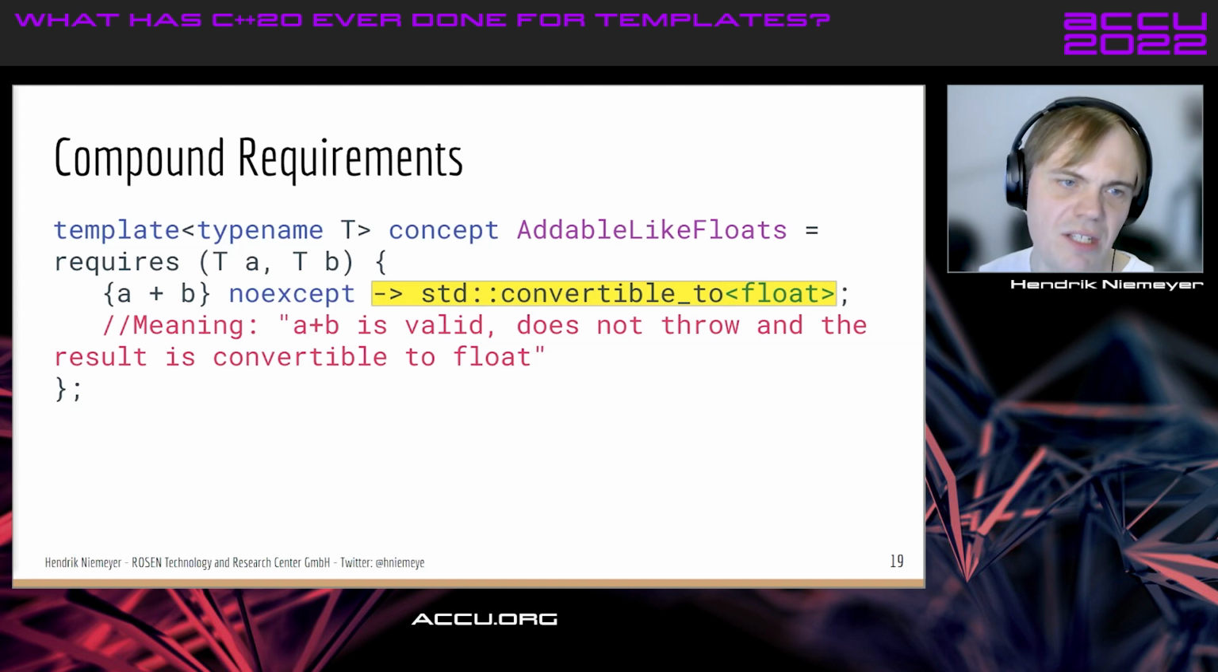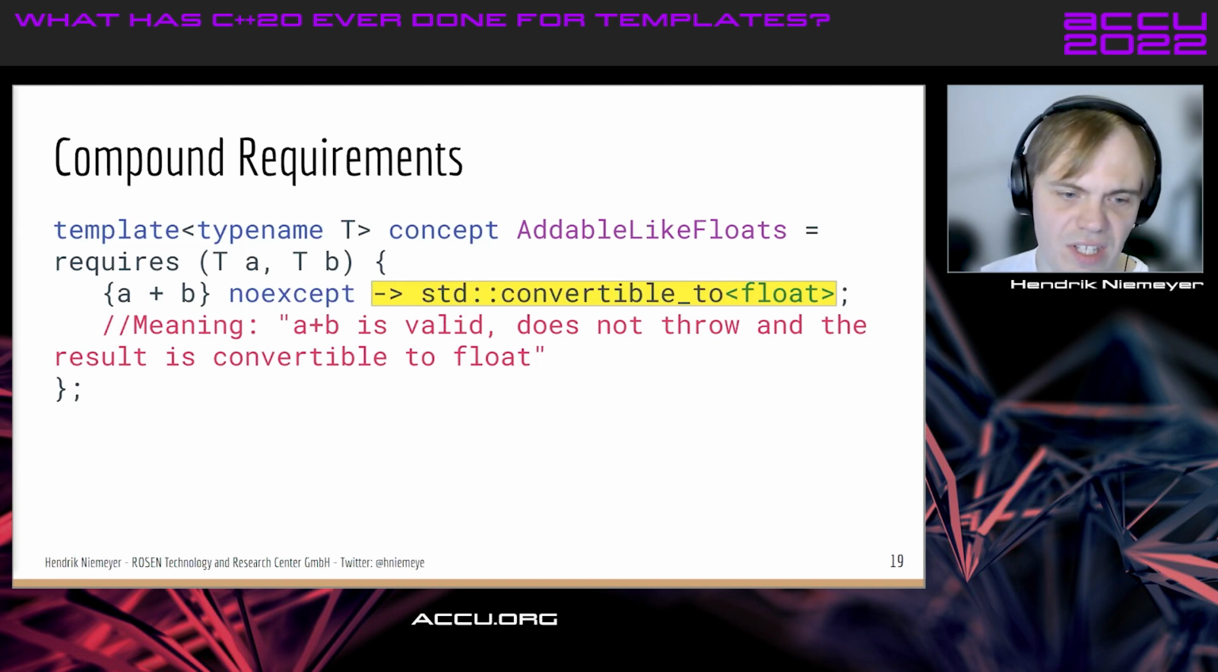And what is the meaning of that? It's really similar to what we have seen with the simple requirement. So at first it is checked that A plus B is semantically correct or valid C++ for the type T. And because we have here the optional noexcept qualifier, this expression is also not allowed to throw. And with the return type requirement, we check whether the result is convertible to float in the end.